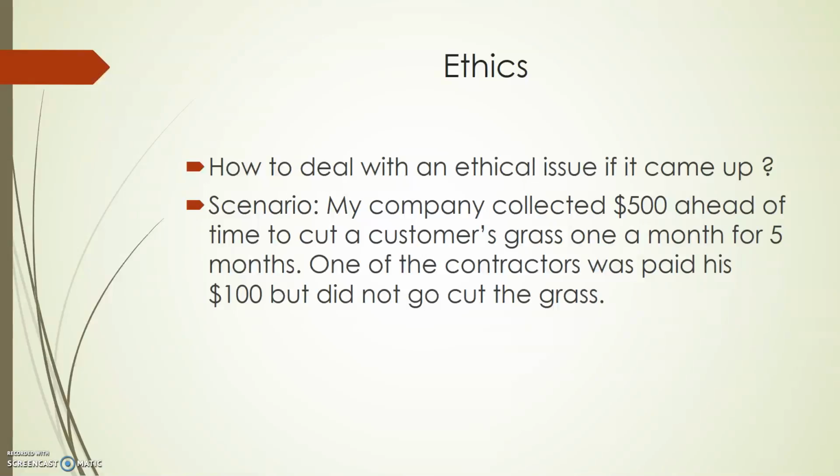I'm going to apologize. And if I have to, I'm one of those bosses that will get down and do the dirty work that nobody wants to do. So if I don't have any other contractors to go and cut that person's grass, I'll go cut that person's grass myself. And then I'll deal with the contractor later. But my first priority would be to get the job taken care of. Take care of that customer and make sure that their grass gets cut, because they have already prepaid their $500 ahead of time. So that's the number one priority. Take care of the customer.